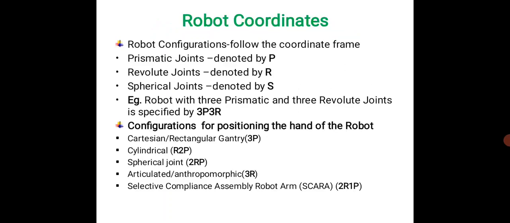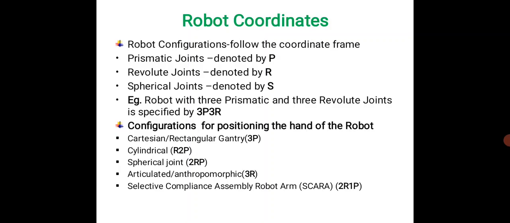And coming to the robot coordinates, the configuration will follow certain coordinate frames. Before we go into the configurations, we should know how joints are denoted. Prismatic joints are denoted by P, revolute joints by R, and spherical joints by S. Suppose a particular robot has 3 prismatic and 3 revolute joints, then it is specified as 3P, 3R.